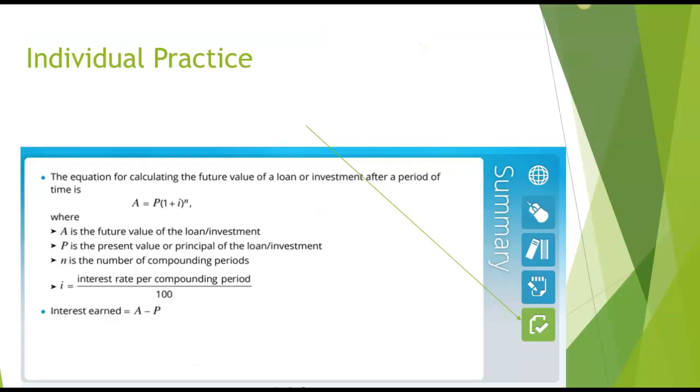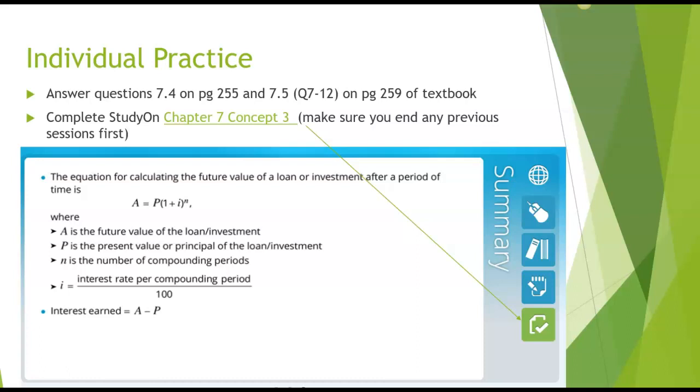So now it's time for you guys to do some individual practice. So I want you to answer the questions on page 255 and 259 of your textbook. When you've completed that, I want you to go to Study On, our online testing program. Once again, remember, make sure you end any previous sessions first. You need to copy down the summary into your summary book and then click on the page with the plus sign to answer the questions. Now, I want you to do that and pause the video. When you've finished, you can come back, start it here, and go through the answers to the 5 questions that are given on Concept 3 on Study On. So pause the video now.